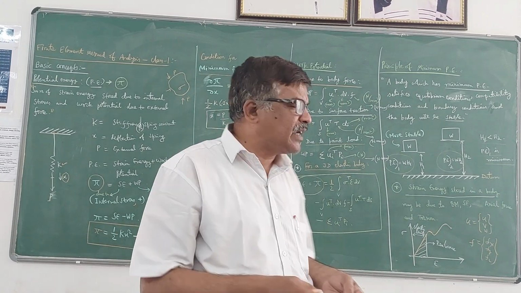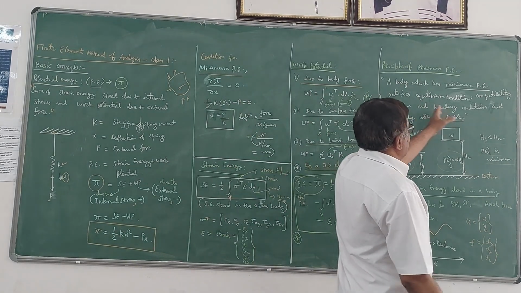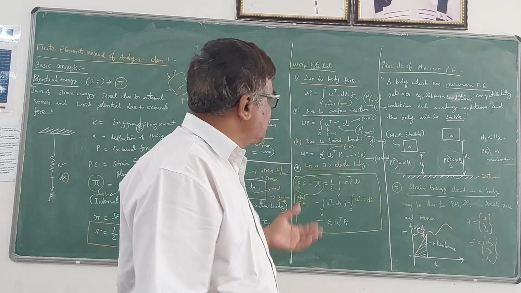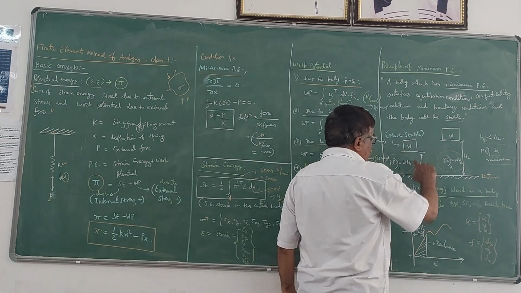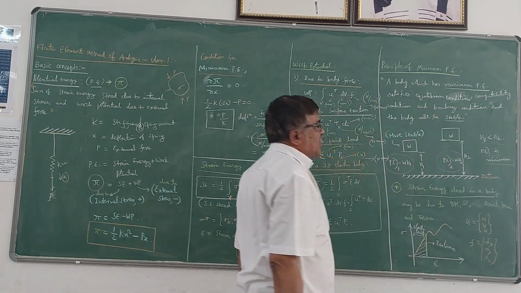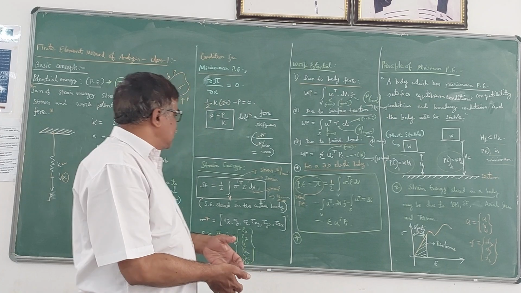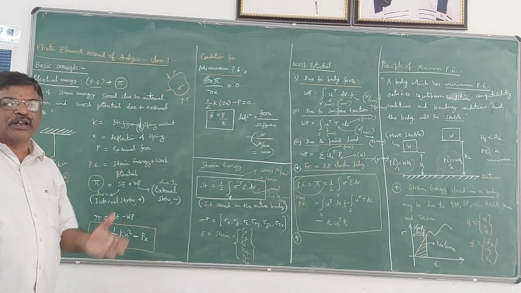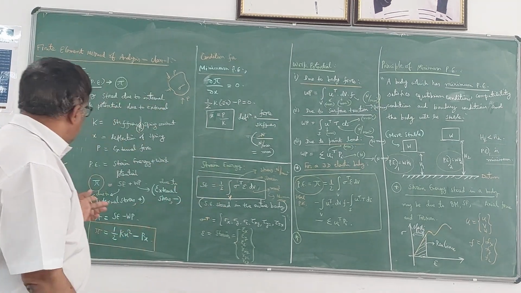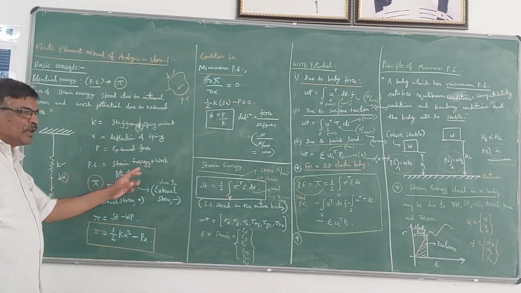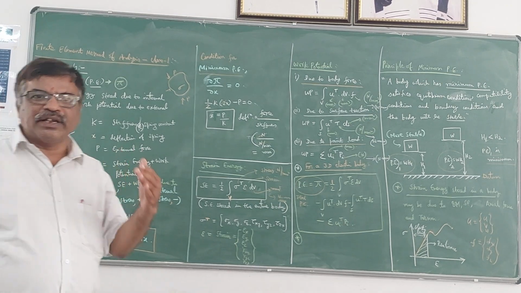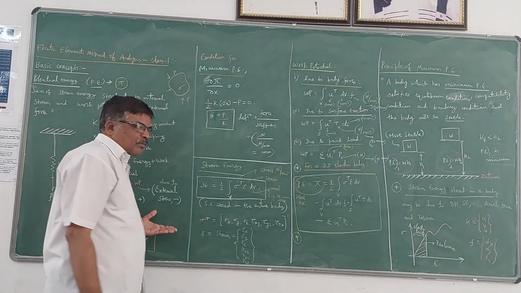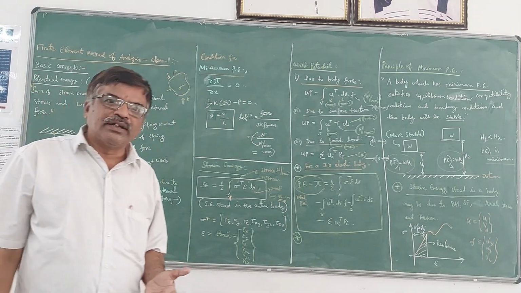Both the bodies satisfy all the 3 conditions: equilibrium, compatibility, and boundary conditions. But since the potential energy of this body is less, it is more stable. So this is the principle of minimum potential energy. In other words, the total potential energy stored in a body consists of 2 parts: one is the strain energy, another is the work potential. Strain energy is due to the internal stress that develops within the body, and the work potential is due to the external force acting on the body.